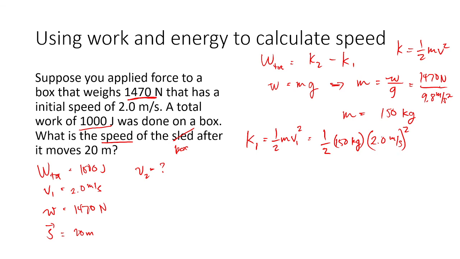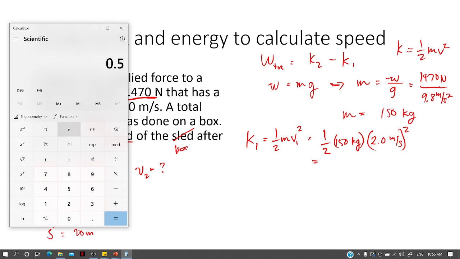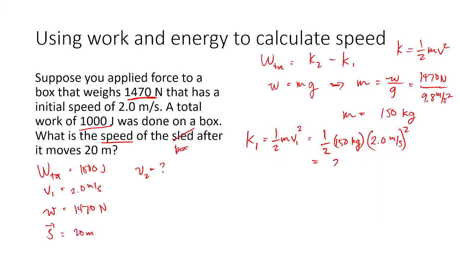Then, we will have here 1 half of 150, that's 75. 75 times 2, 4. Anyway, so we'll have here 0.5. Let's just multiply that to 150. Sorry, so that will be 0.5 times 150 times 2 squared. Squared nga pala yan, ano. So that will be 300. So we will have here 300 joules.